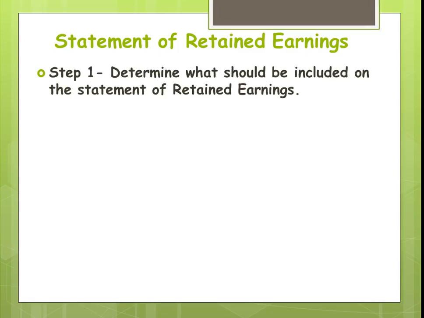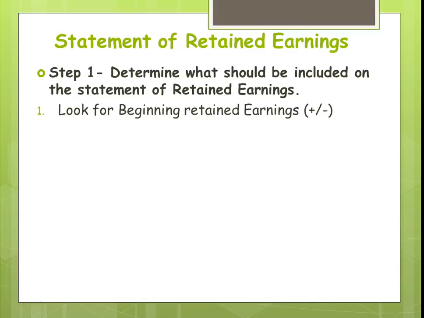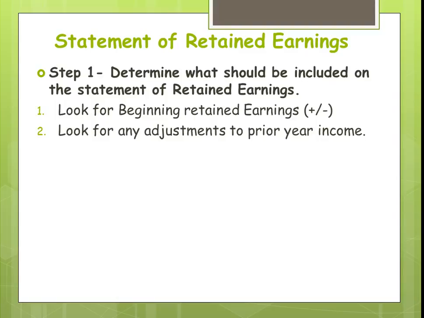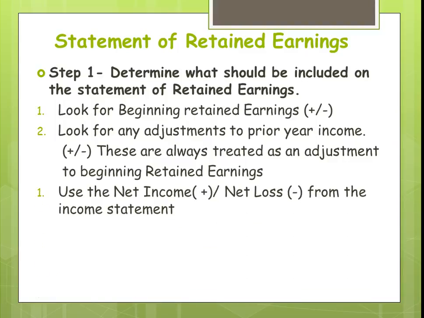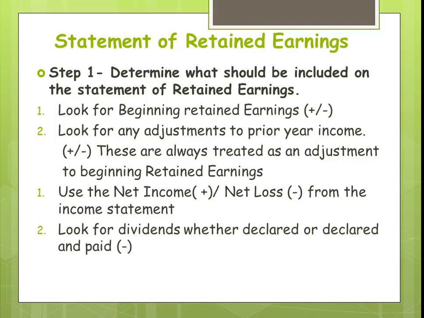All right, now we're going to do the statement of retained earnings. We're going to look for the beginning retained earnings balance. It can be plus or minus. If it's minus, it's called a deficit. Then we're going to look for any adjustments to prior year earnings. This would be plus or minus, and they're treated as an adjustment to beginning retained earnings. Then we're going to look for net income. We're going to add net income, subtract loss. And then we're going to look to see were any dividends declared or declared and paid, and we're going to subtract those out.